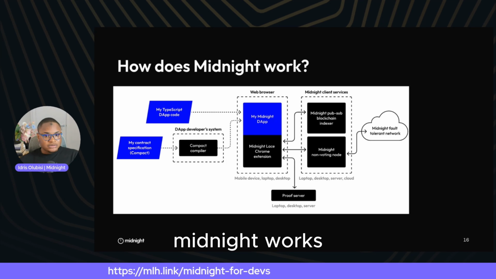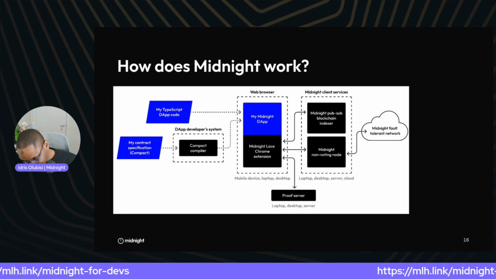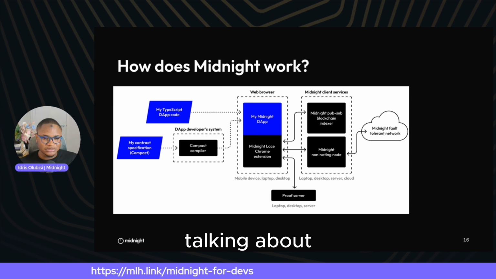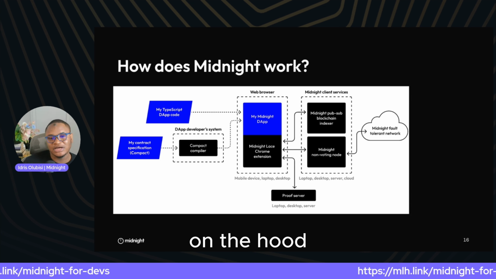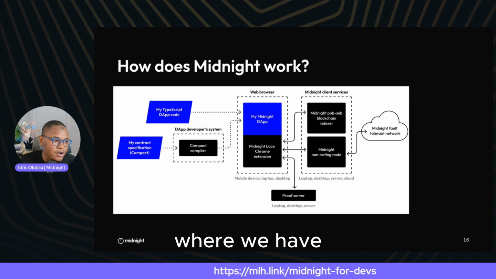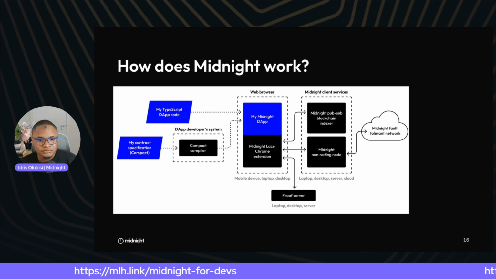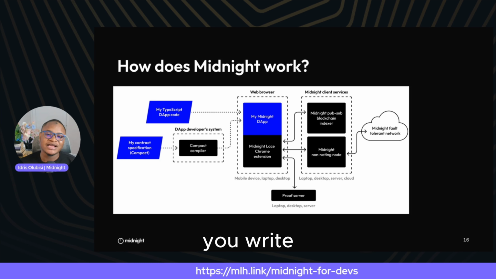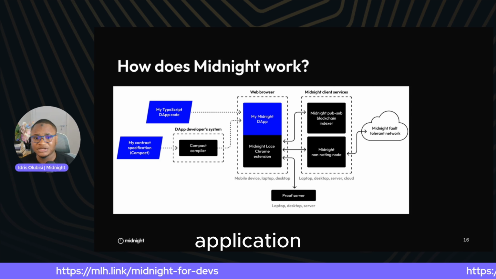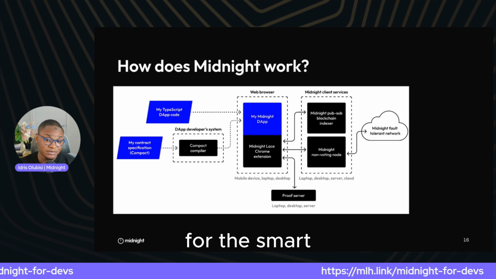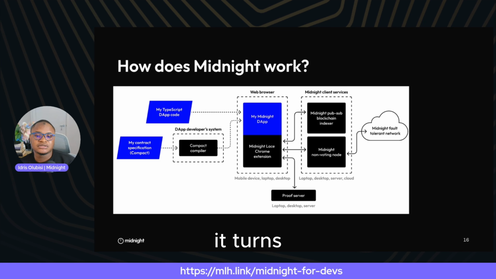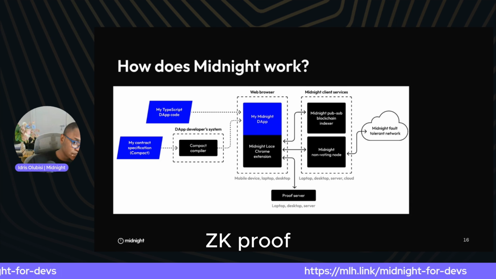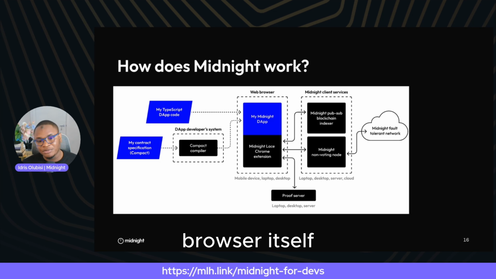Now let's talk about how Midnight works, because I wouldn't mention the use cases, how it is different from traditional systems, what is required, and all of these things without talking about how Midnight even works under the hood, right? On the left pane, we have the developer system. Of course, that's your laptop as a developer. You write two things: maybe your TypeScript app for the application and the Compact contract code for the smart contract, and then the Compact compiler turns the contract itself into something that can run on chain and generate ZK proofs.